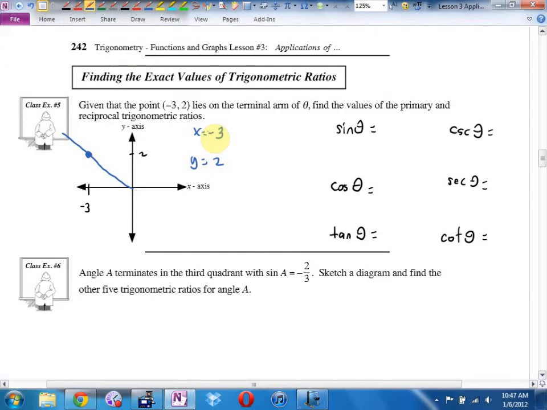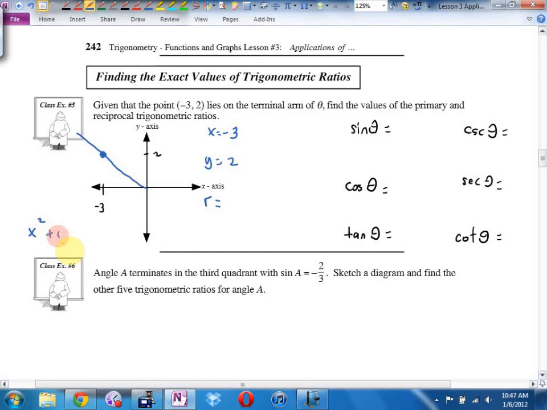In fact, I think this, Amanda, R is the square root of X squared plus Y squared, which is going to be the square root of 9 plus 4. You're really reaching for a calculator? What is 9 plus 4? And they did say exact values, which means they don't want a decimal. They want that root 13.